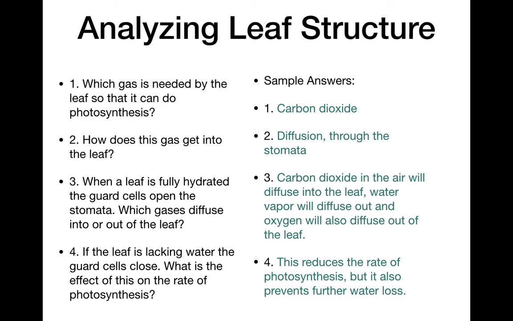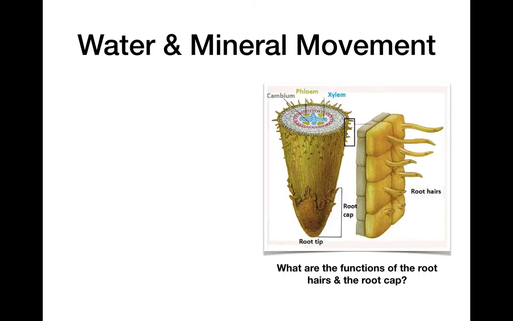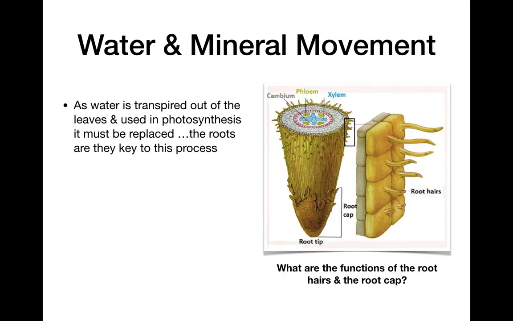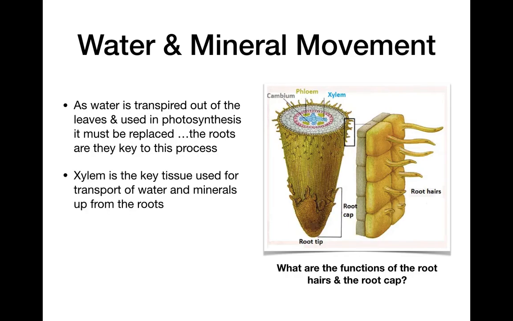Okay, so that's leaves. Let's talk about minerals and water from the roots. As we're losing our water through transpiration and we're using it in photosynthesis, we have to replace it. And where do plants get their water? From their roots. So how that works is it's through the xylem that the water will move.